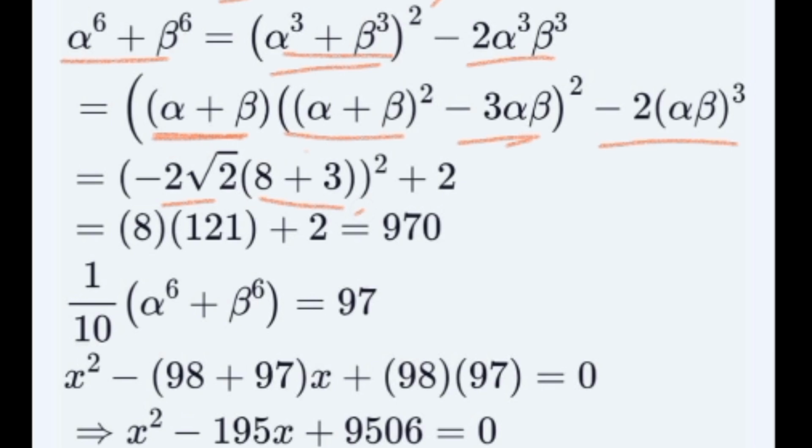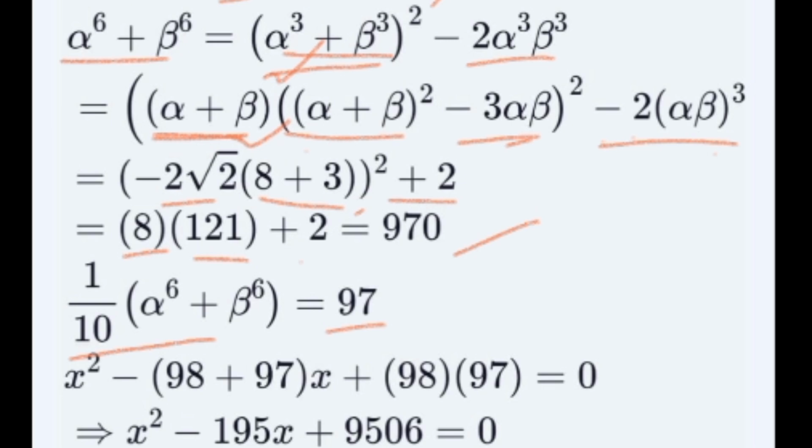8 plus 3 whole square. So this is minus 1 into minus 2 plus 2. So here 8 plus 3 whole square, 11 square, so 121. So minus 2 root 2 whole square means 8. That is 970. So 1 by 10 alpha power 6 plus beta power 6 means so 97.